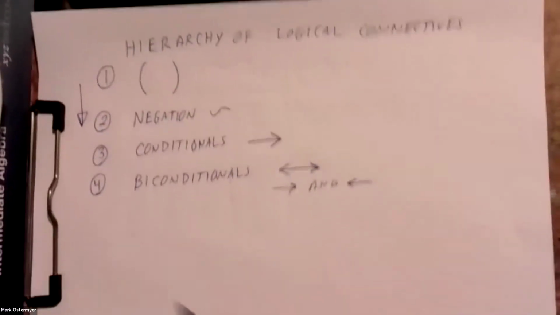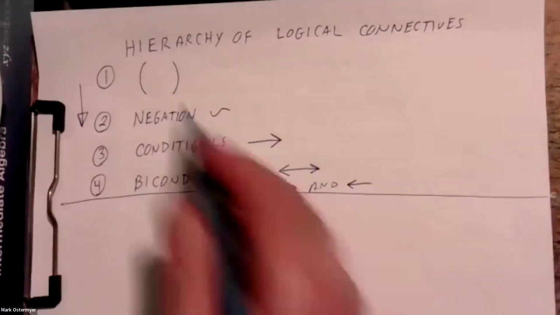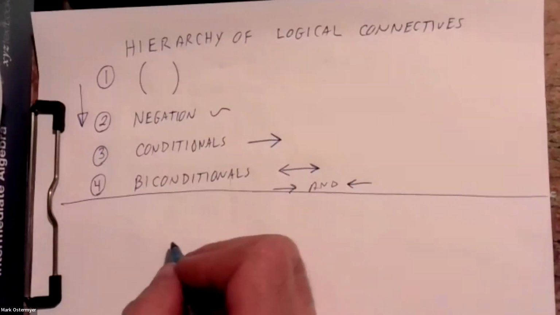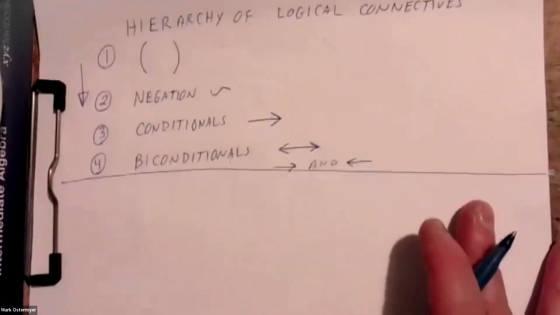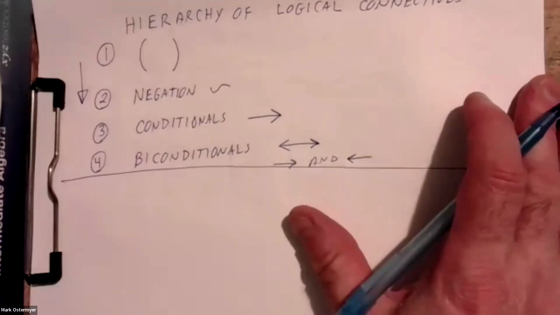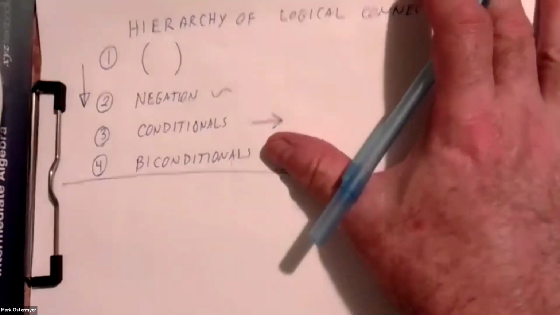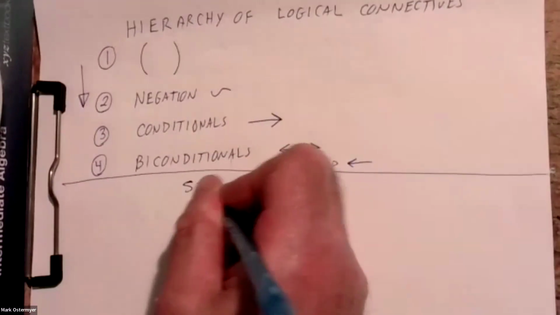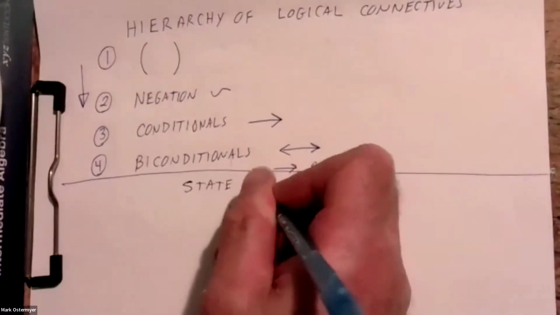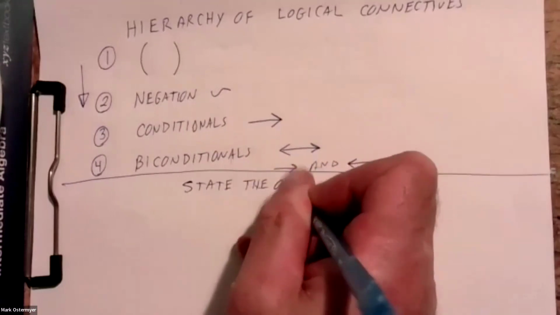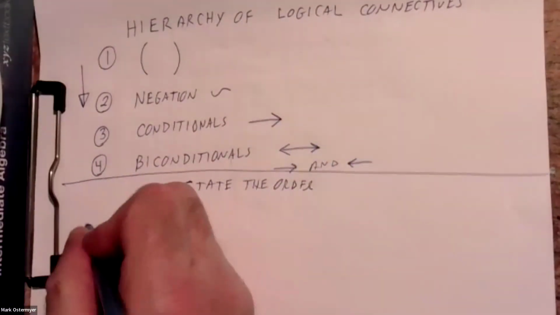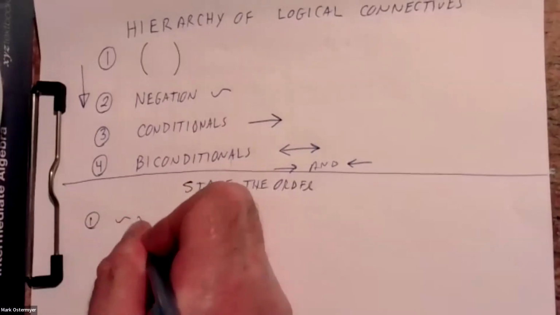Okay, now here's what we're going to do. Based on that hierarchy of logical connectives, I'm going to write down a statement, and I want you to indicate to me what we would do first, second, third, et cetera. So the instructions might say, state the order.